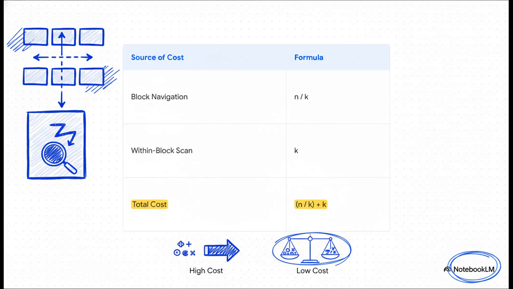And you know what's cool? We can actually describe this whole balancing act with some pretty simple math. The total time, or cost, of our search is basically two things added together.